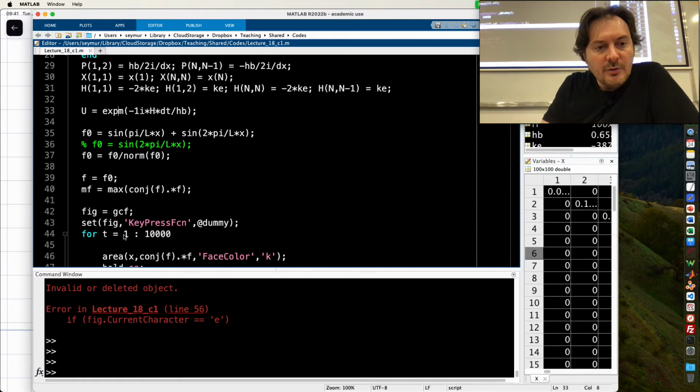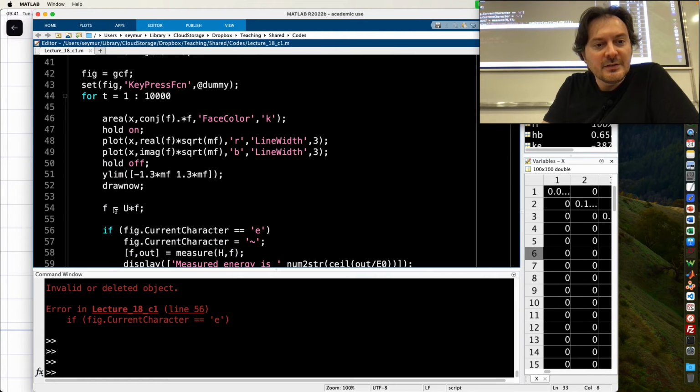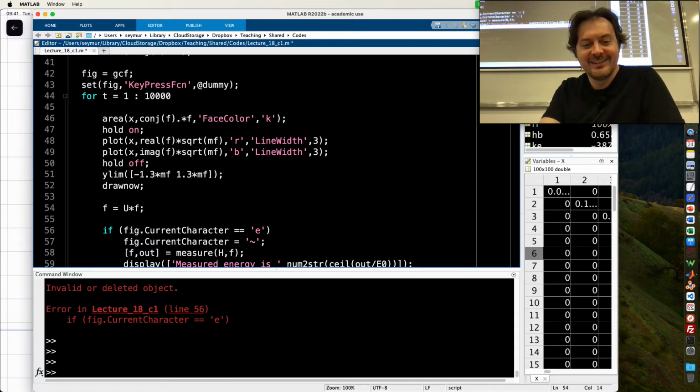Look at how the Schrödinger equation is written here. This is the Schrödinger equation for this code. Anyway, I couldn't write Schrödinger.